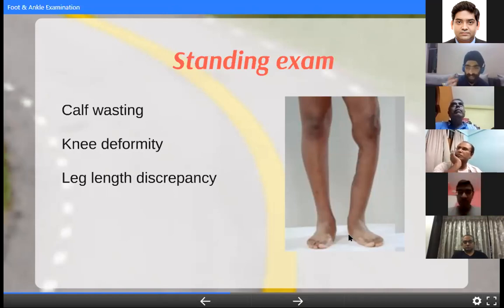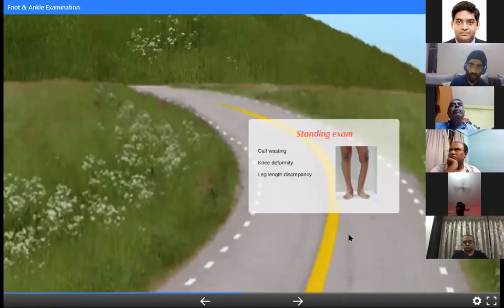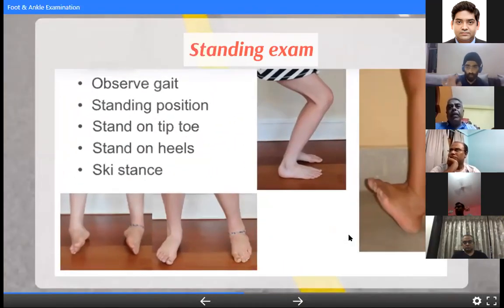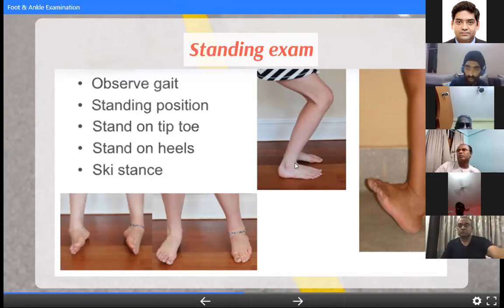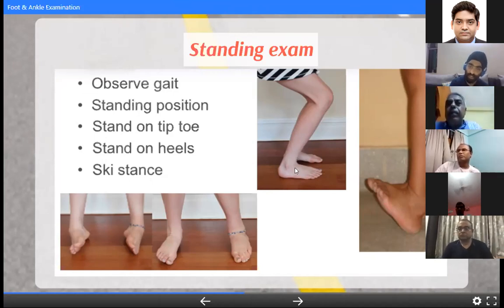And leg length discrepancy obviously will alter the biomechanics of the foot, and we have to really look out for that to complete our examination. So for further standing examination, you have to make the patient tiptoe. We've done standing on heels. It tells us the function of the extensors and the Achilles tendon. A ski stance will tell us how much dorsiflexion of the ankle is possible.